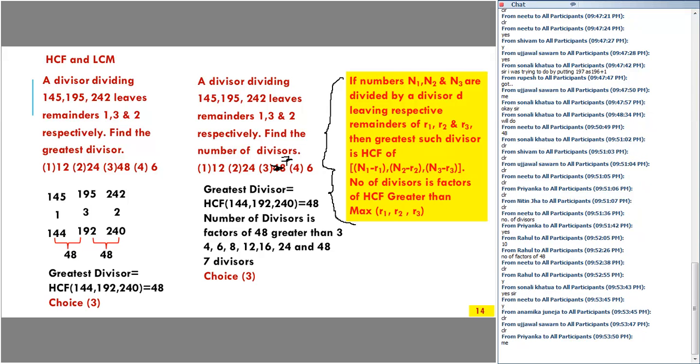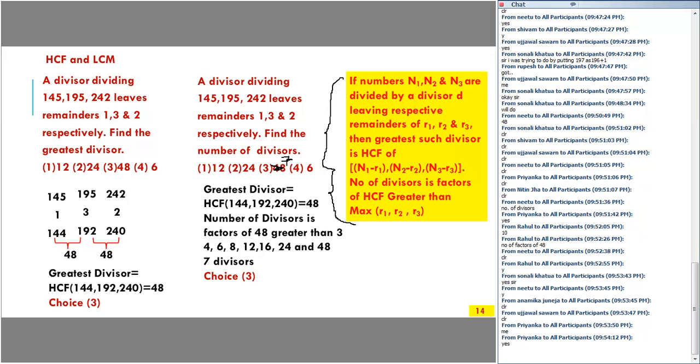The greatest divisor is HCF of N1 minus R1, N2 minus R2, N3 minus R3. The number of divisors is factors of HCF greater than the maximum of R1, R2, R3. Are we clear now? All of you are clear?